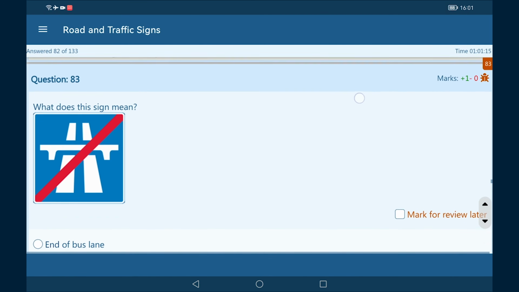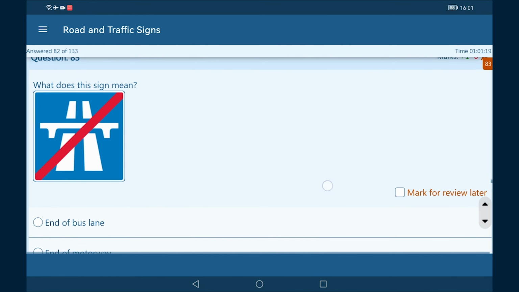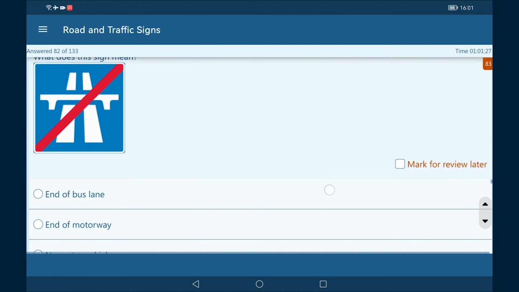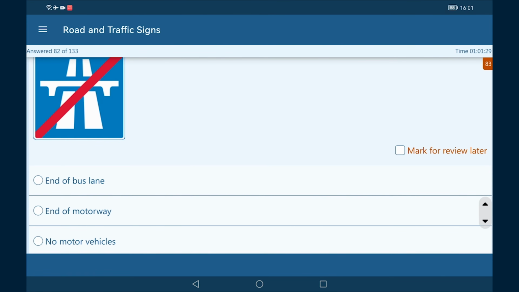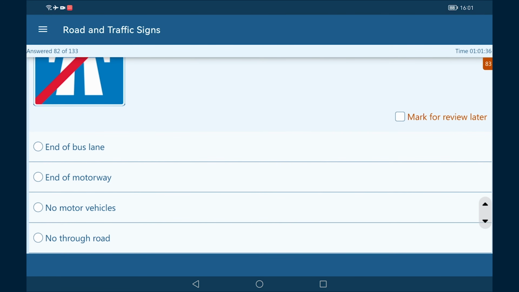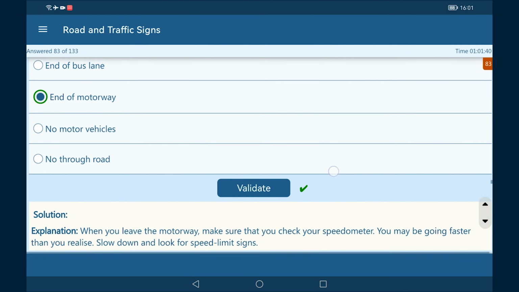Question 83. What does this sign mean? Option 1. End of bus lane. Option 2. End of motorway. Option 3. No motor vehicles. Option 4. No through road. The correct answer is Option 2, that is, end of motorway.